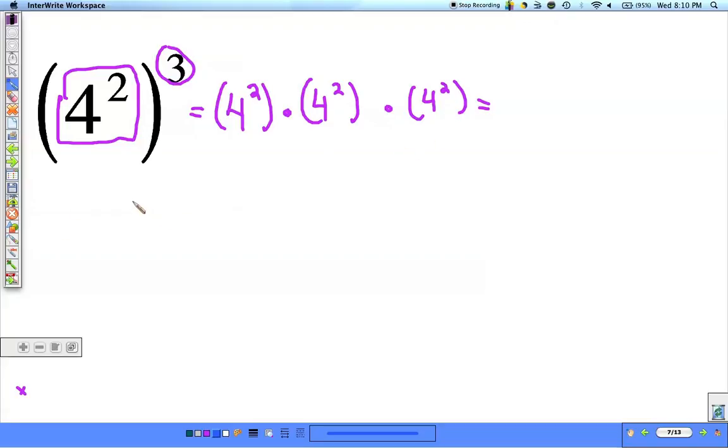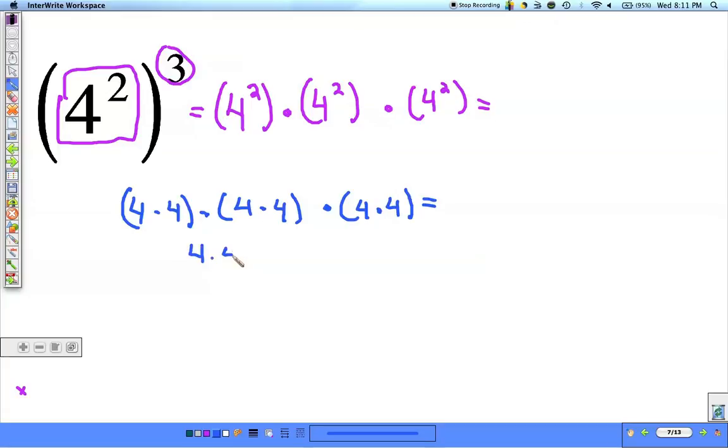So now I'm going to rewrite that as 4. Instead of writing 4 squared, I'll write 4 times 4. And I'm multiplying that by 4 times 4. And I'm multiplying that by 4 times 4. So that is, again, since multiplication is associative and it's all multiplication, I can just get rid of all the parentheses. So I just have 4 times 4 times 4 times 4 times 4 times 4.